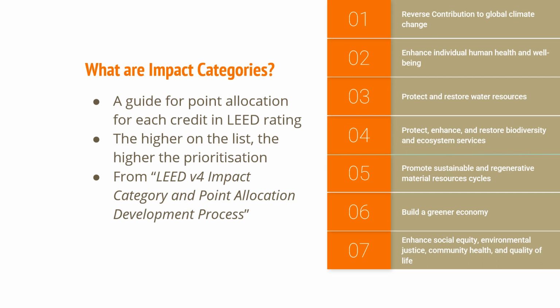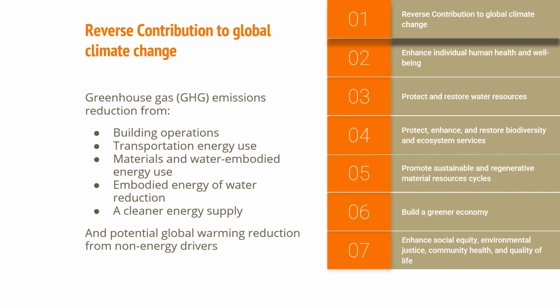This can be found from the LEED version 4 impact category and point allocation development process. And while the actual priorities are constantly shifting and changing, this is a general good rule of thumb. You see a lot of priority on reducing emissions and reversing the elements that are causing global climate change. So starting off, we have reverse contribution to global climate change.